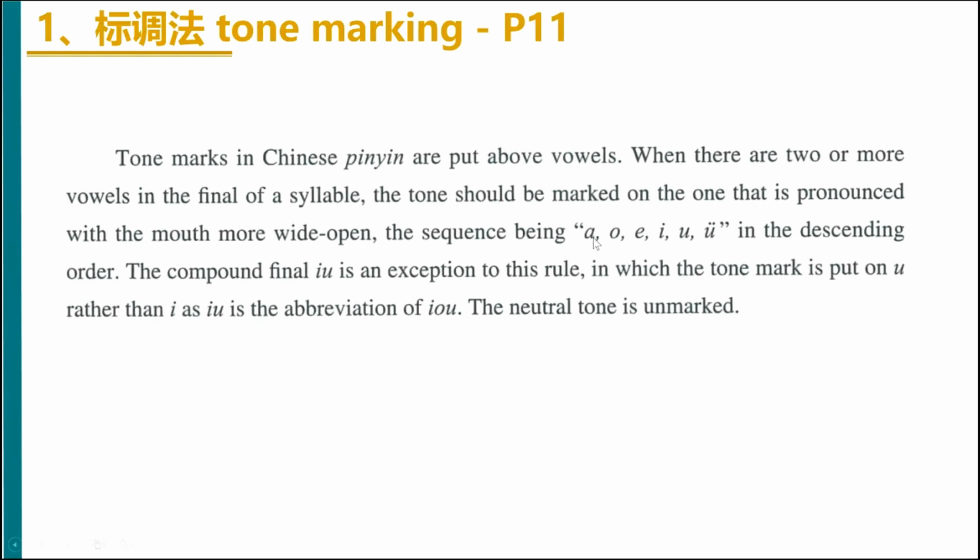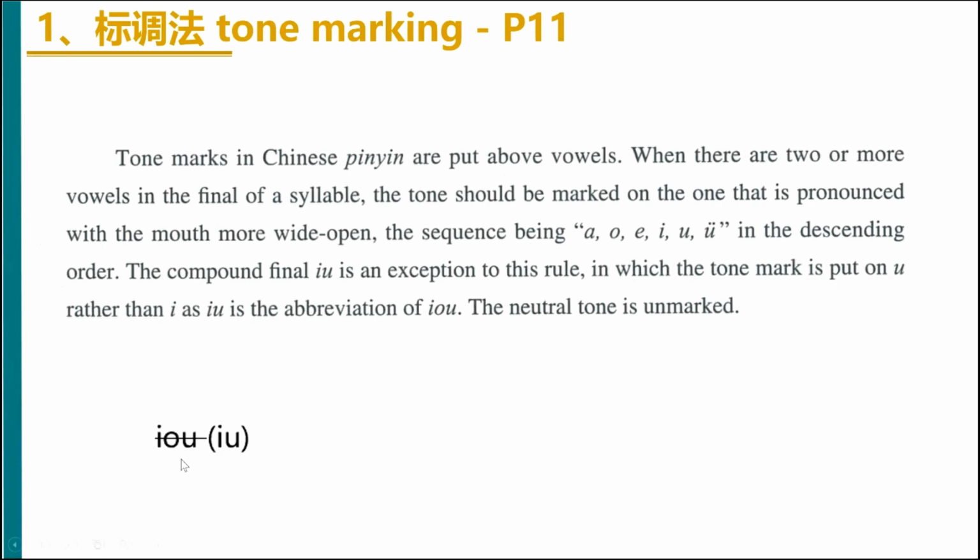The sequence being a, o, e, i, u, yu in descending order. So for a, your mouth is the most wide open, and yu is the least wide open. The compound final iu is an exception to this rule. Only one exception in this rule. Why? Because iu is the abbreviation of this first one, which I crossed off.